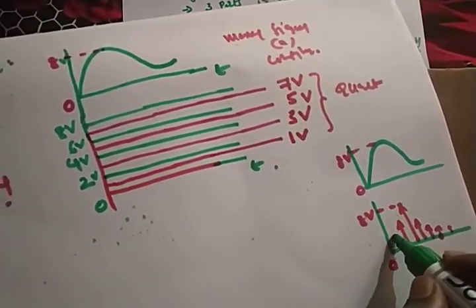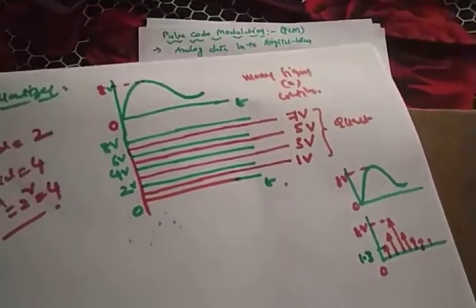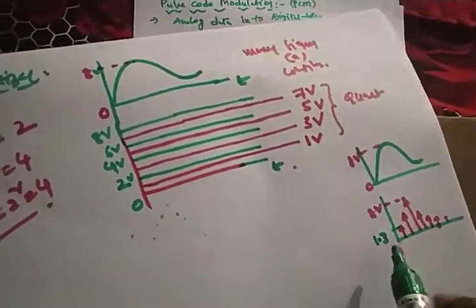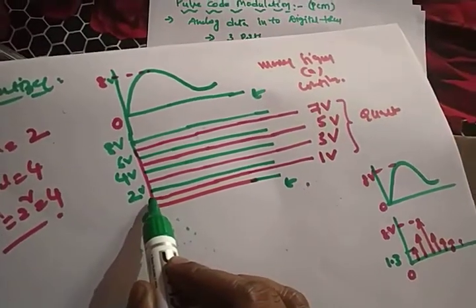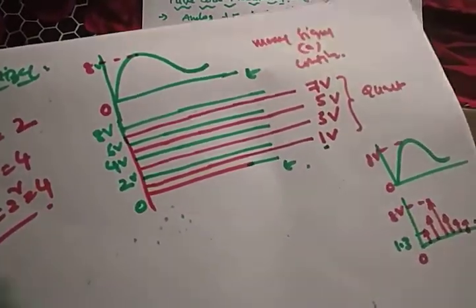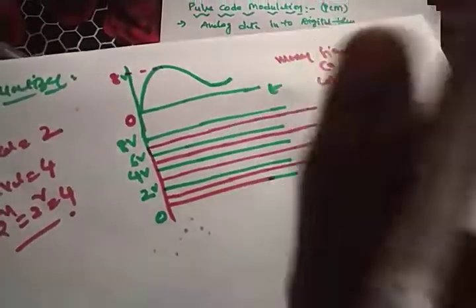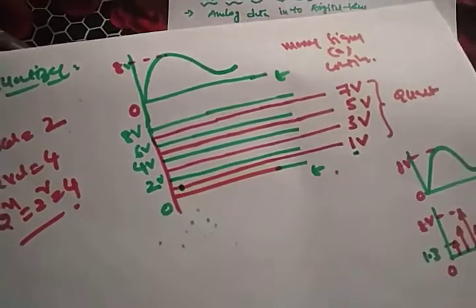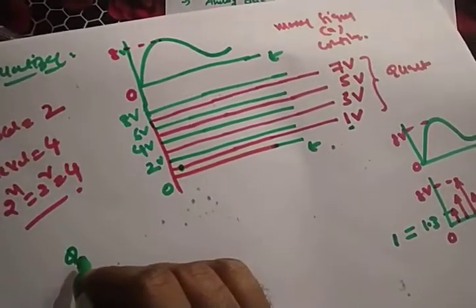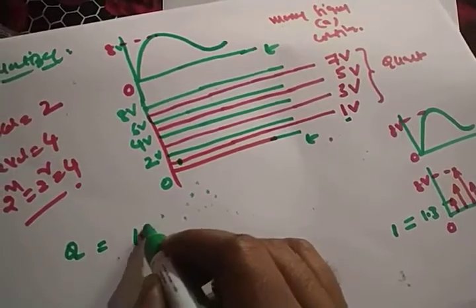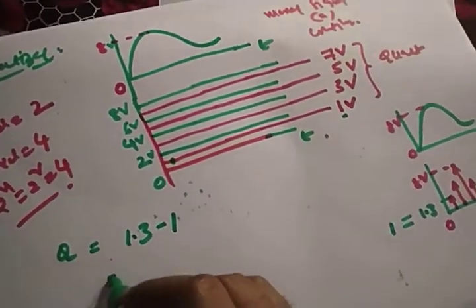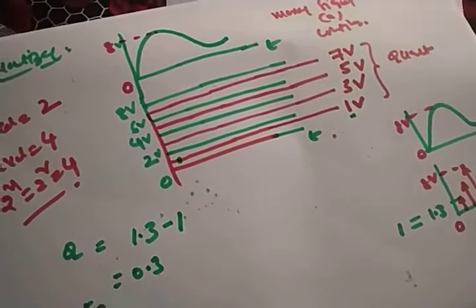But suppose the sample value is 1.3. Now you will see where 1.3 is, so here. Which quantization level is nearer to 1.3? 1 volt is nearer to 1.3, so you should fix that magnitude as 1. You have to put 1. So this quantization level is 1. The actual value is 1.3, and you are fixing your quantization as 1. So what is the 0.3? This is called quantization error.